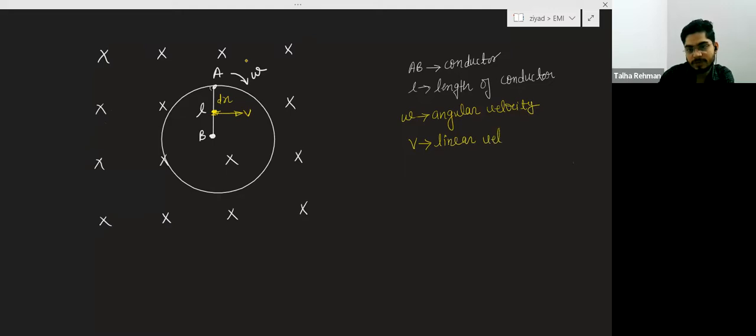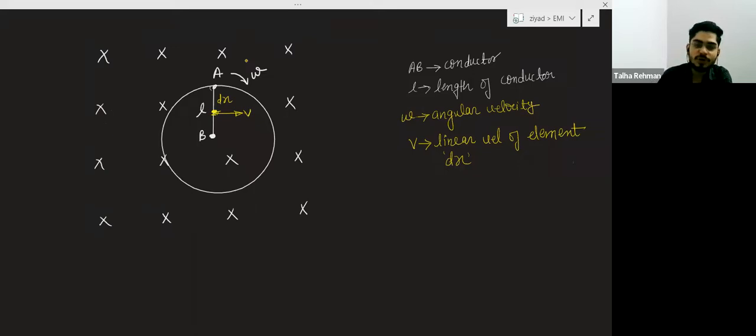Linear velocity of element dx. What is the meaning of element dx? I have taken a very small length of this wire. I am trying to calculate the EMF induced in that small element of the wire.